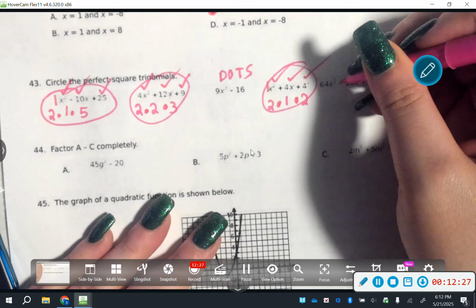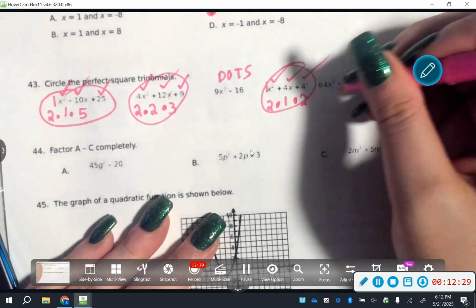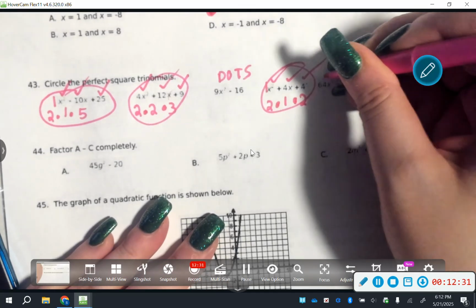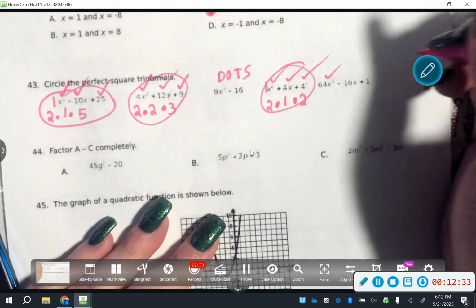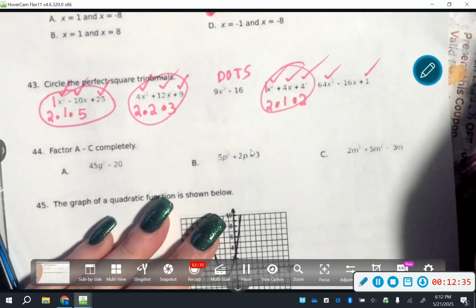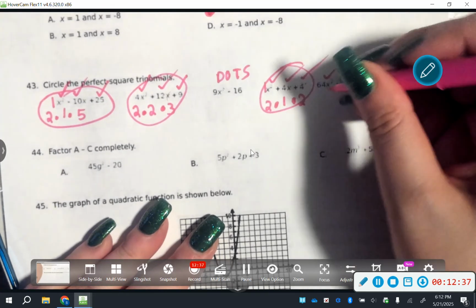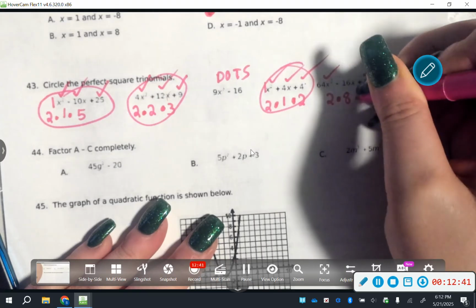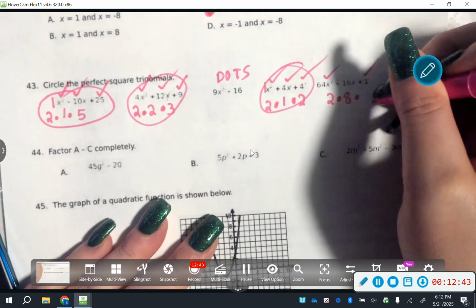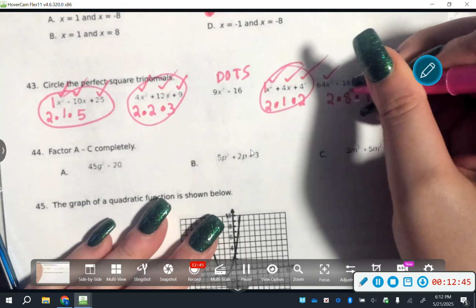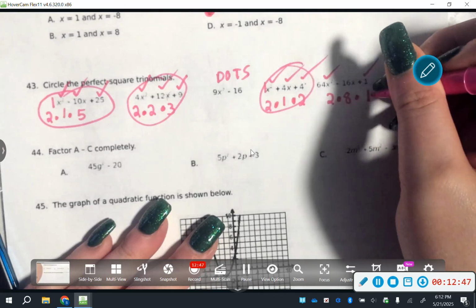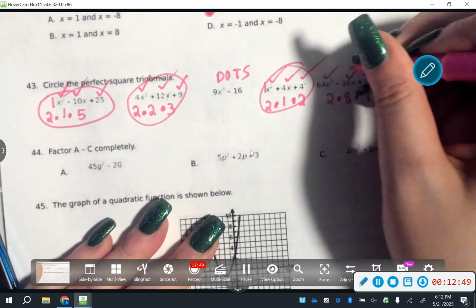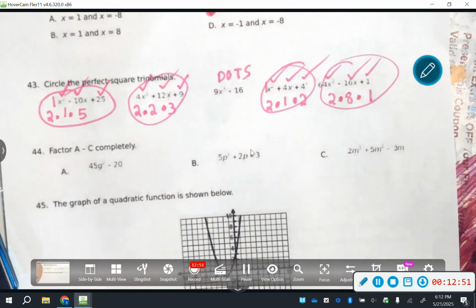See if it's a perfect square or not. 64 is 8 times 8. X squared is x times x. 1 is 1 times 1. Check our middle term: 2 times the square root of 64, which is 8, times the square root of 1, which is 1. 2 times 8 is 16. 16 times 1 is 16. We are good.